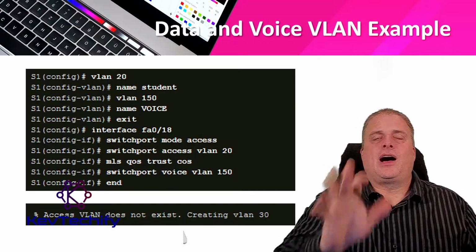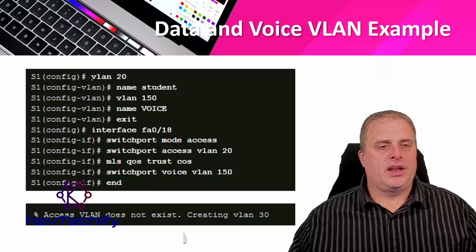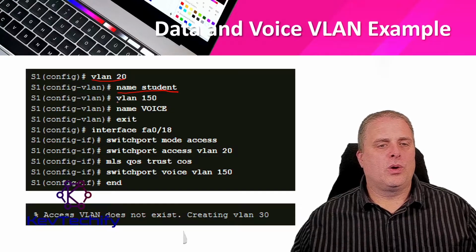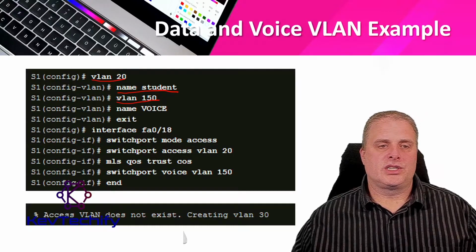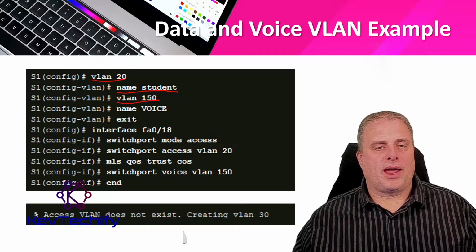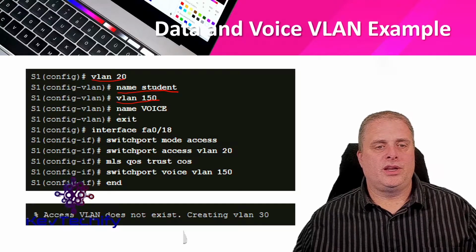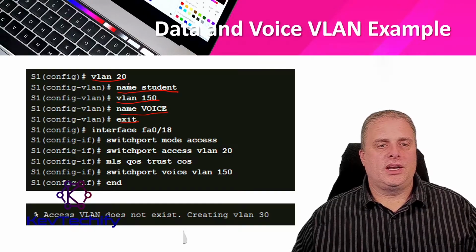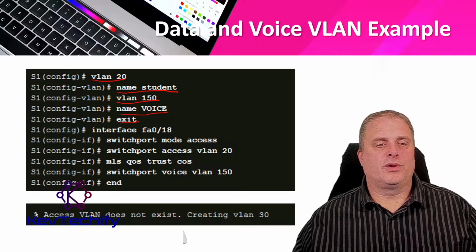Here's an example of how we set up the data and voice VLAN. Once again, notice we created our VLAN. We create VLAN 20 here. We give it a name of student. Then we go in and create another VLAN. We don't have to exit out. We can just say VLAN 150 by entering that in. If it doesn't exist, it creates it. We go ahead and name it voice and exit out. What we did here is we created two VLANs, VLAN 20 with student, VLAN 150 with voice.